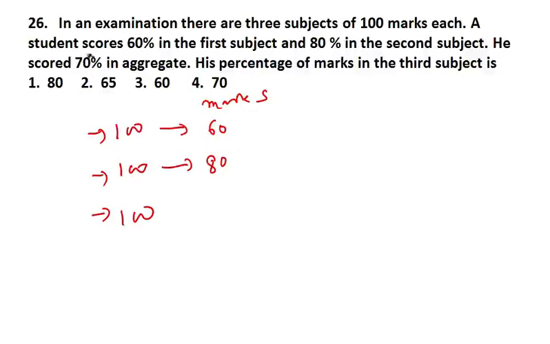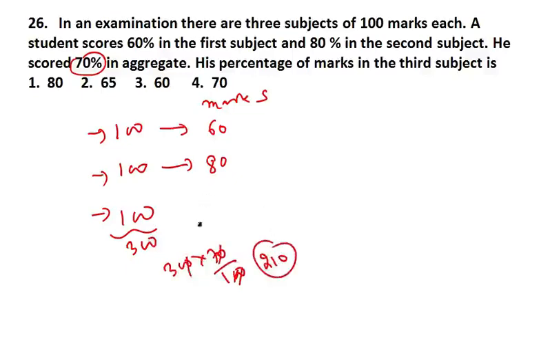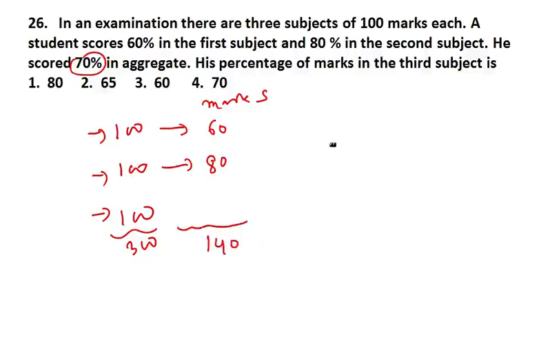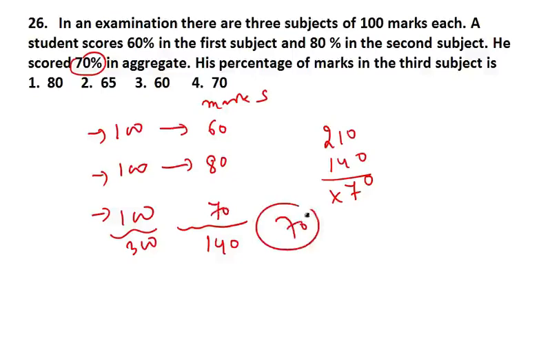It is saying he needs overall 70%. So full mark is 300. If you want to score 70%, how much do you need? You need 210. Okay, 210 means 70%. But here I already got how much? I already got 140, but I need 210. So just minus 140, how much do you get? 70. Okay, it means out of 100 you need 70. If you get 70, then it will be 70%. I hope this point is clear.